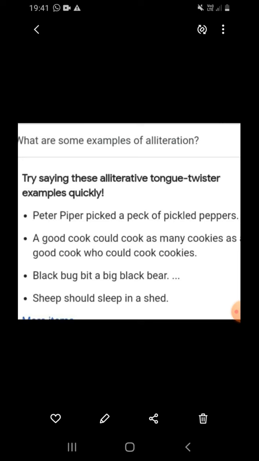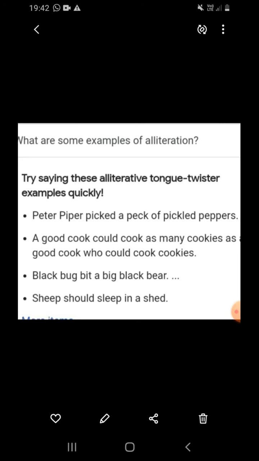Then next example, a good cook could cook as many cookies as a good cook who could cook cookies. In this line, the C letter sound is repeated again and again. A good cook C, could C, cook C, as many cookies C is repeated. Then as good cook C, who could cook cookies. In this line, it is the alliteration figure of speech.